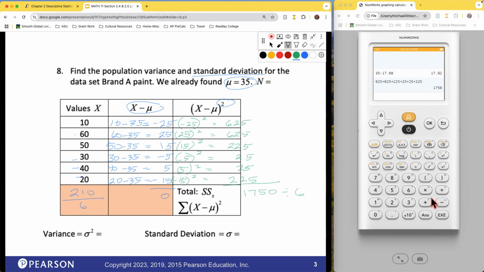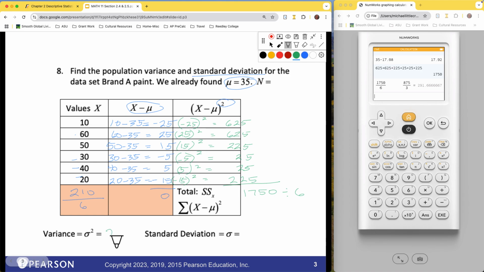Okay, and so we will divide, and notice how it brings back the answer. I just hit divide. Divide by 6, and that gives us about 291.6666. That's what we call the variance, and it's our sigma squared, because remember, we squared it.